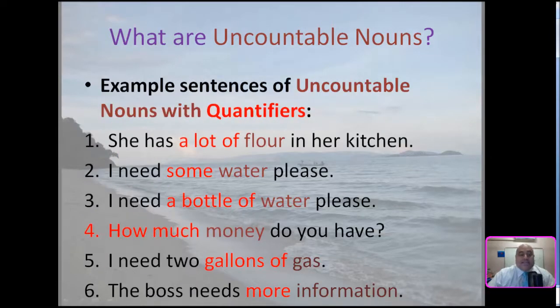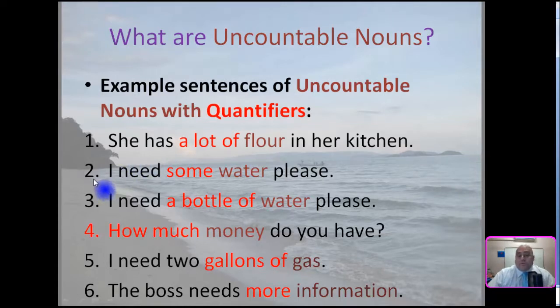Here are some example sentences of uncountable nouns with the quantifiers in them. Number 1, she has a lot of flour in her kitchen. Flour is an uncountable noun. A lot of is the quantifier. Maybe she has 10 bags of flour or 20 pounds of flour. But you're just saying in this sentence, she has a lot of flour.